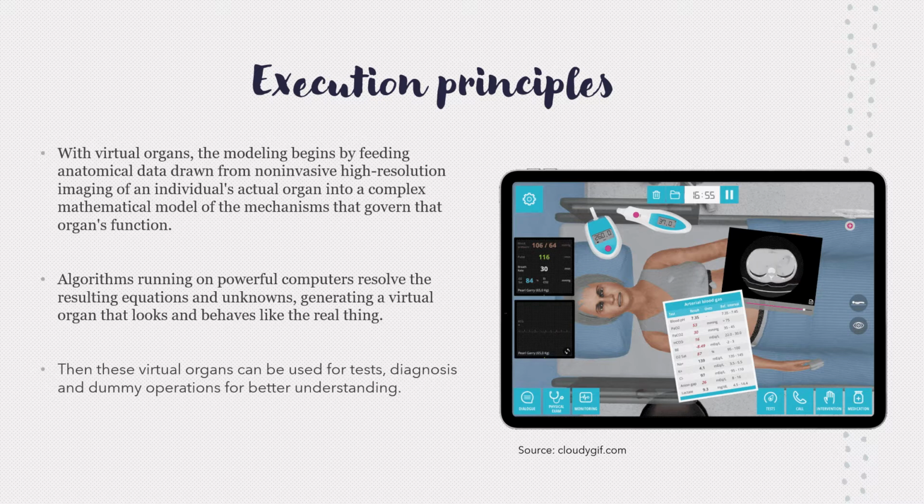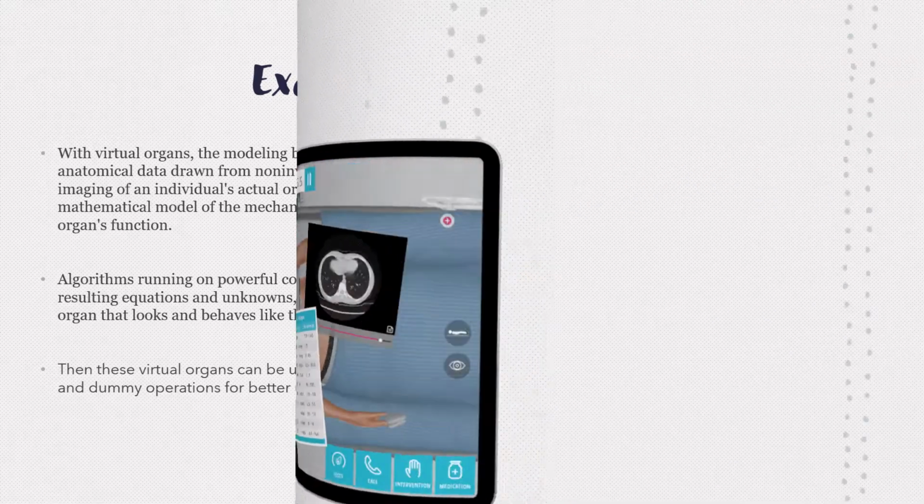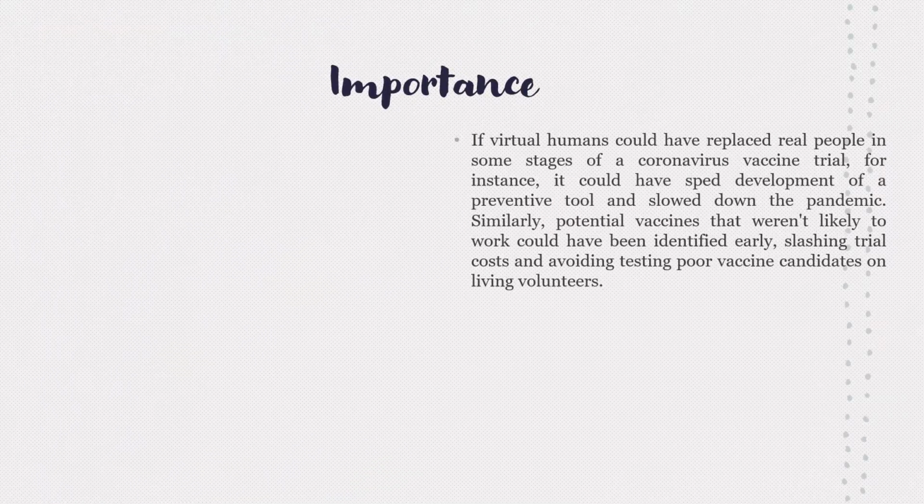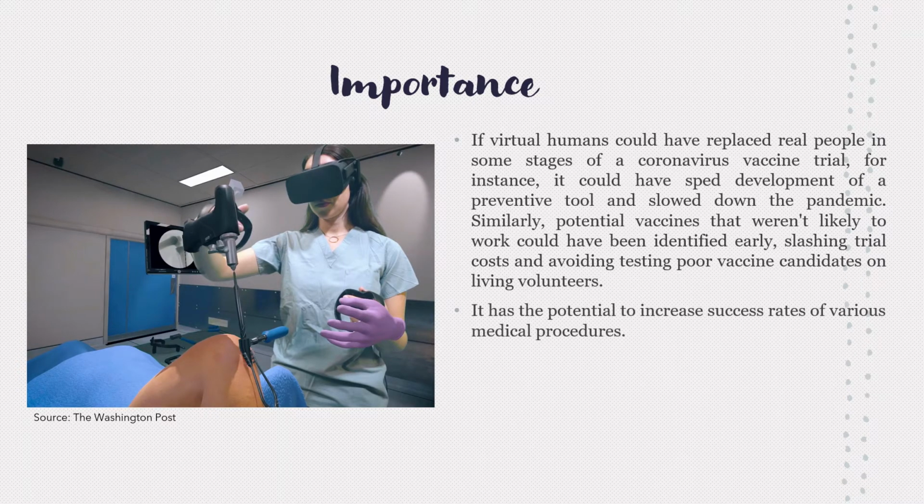With virtual organs, the modeling begins by feeding anatomical data drawn from non-invasive high-resolution imaging of an individual's actual organs into a complex mathematical model of the mechanisms that govern that organ's function. Now, algorithms running on powerful computers resolve the resulting equations and unknowns, generating a virtual organ that looks and behaves like the real thing. Then, these virtual organs can be used for tests, diagnosis, and dummy operations for better understanding by individuals such as doctors, researchers, and students.